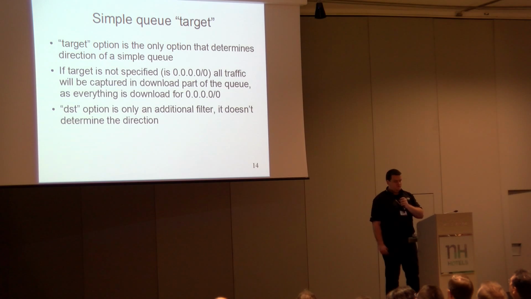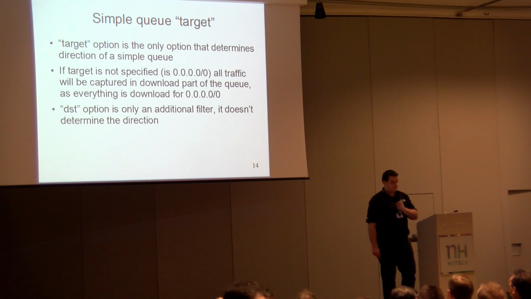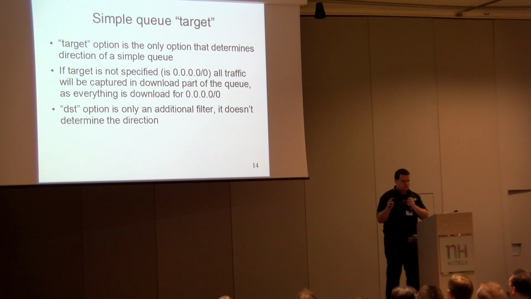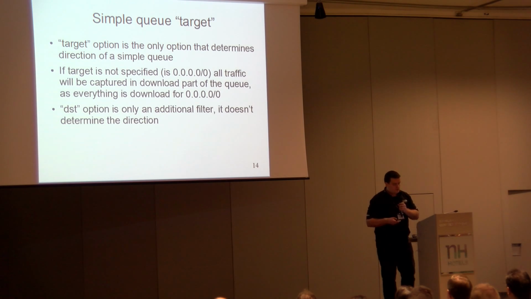And the next thing is very, very popular: the simple queues target. Target is the only option that determines simple queue direction. By specifying the target, you say what is upload and what is download. If your target is not specified, it's 0.0.0.0/0, that means that this queue will capture all traffic. And what is interesting, all traffic will be considered download, because download is captured first, because everything is download for 0.0.0.0/0. So the destination option that everyone uses is just a simple additional filter. It filters some traffic out after the target, so it doesn't determine direction.